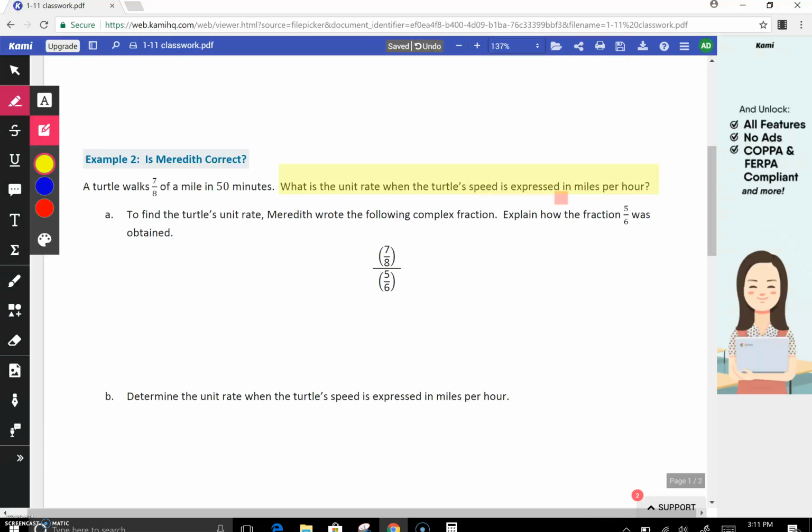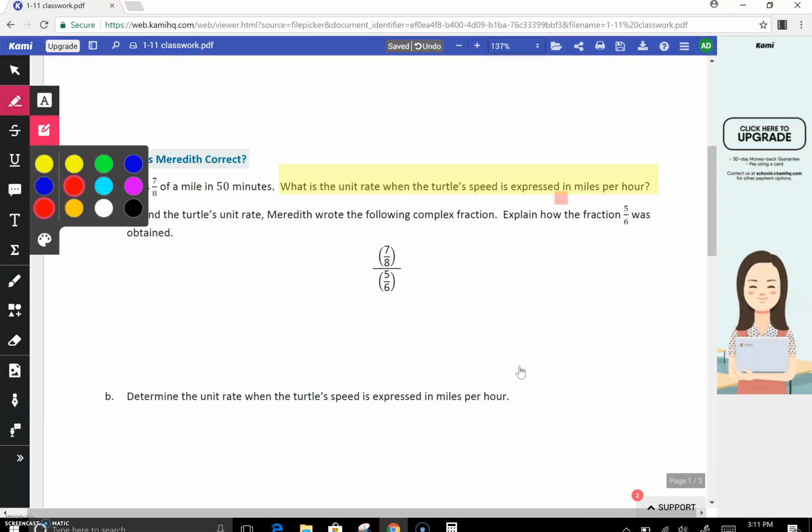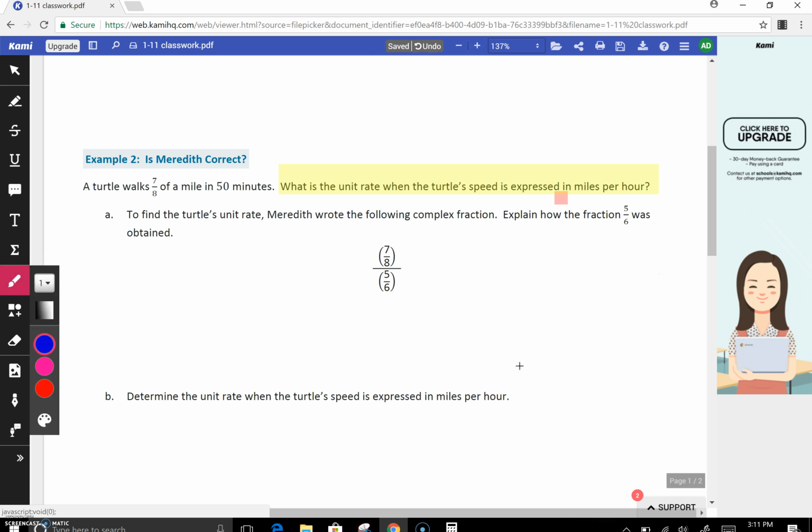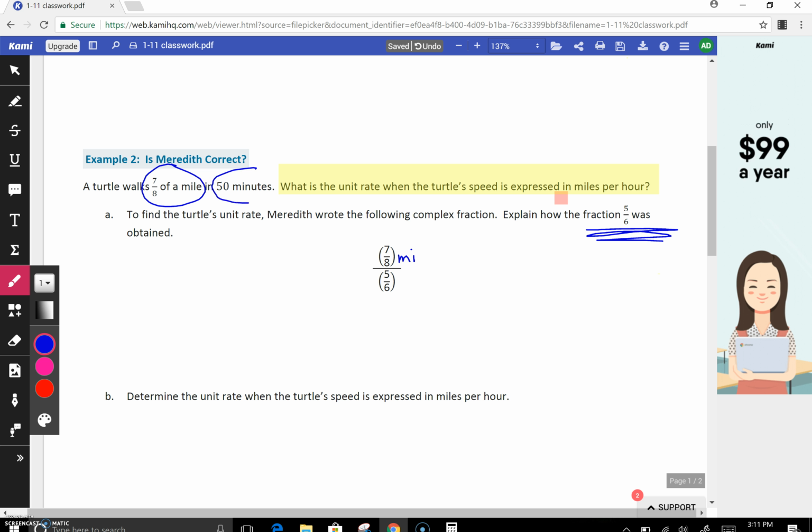Part A, to find the turtle's unit rate, Meredith wrote the following complex fraction. Explain how the fraction 5/6 was obtained. So if we're looking at the fraction she wrote, 7/8 is the number of miles, 7/8 of a mile. So she could label it if she wanted to do this correctly. And they're asking us, where did she get the 5/6? Where'd that come from? We'll have to see because it says 50 minutes.